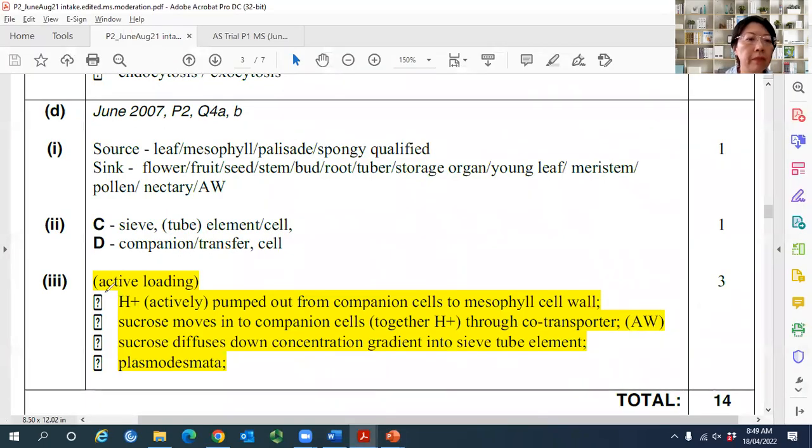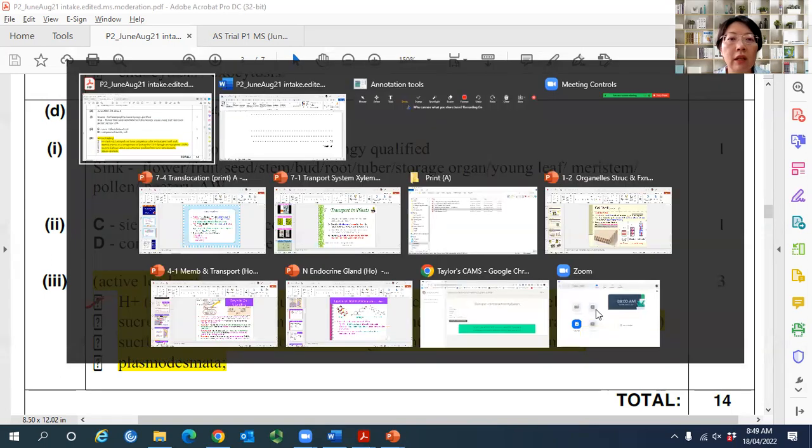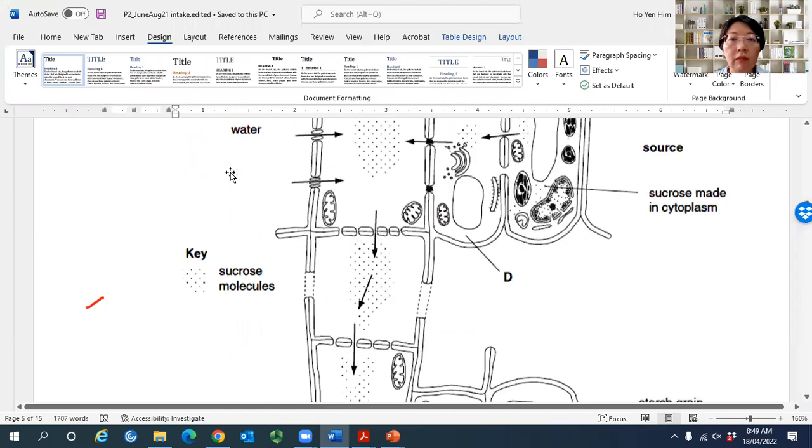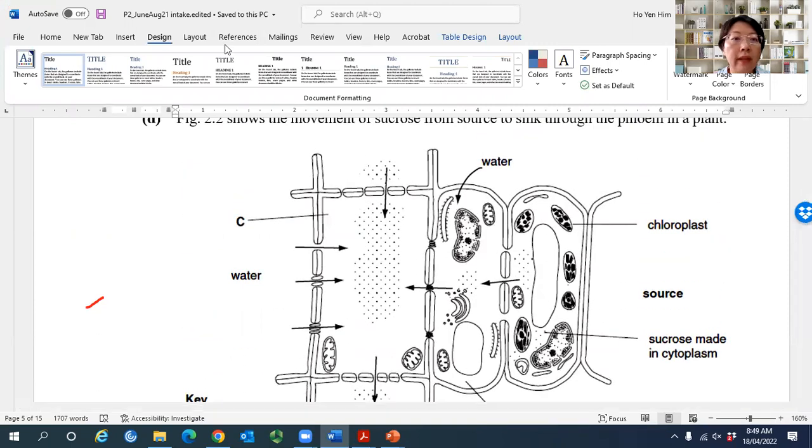Very straightforward, right? Protons are actively pumped out from the companion cell to the mesophyll cell wall. To the mesophyll cell wall. So that means it is being pumped, okay, from this companion cell, pumping out the H plus from the cell, through the membrane, to the cellulose wall of the mesophyll cell.